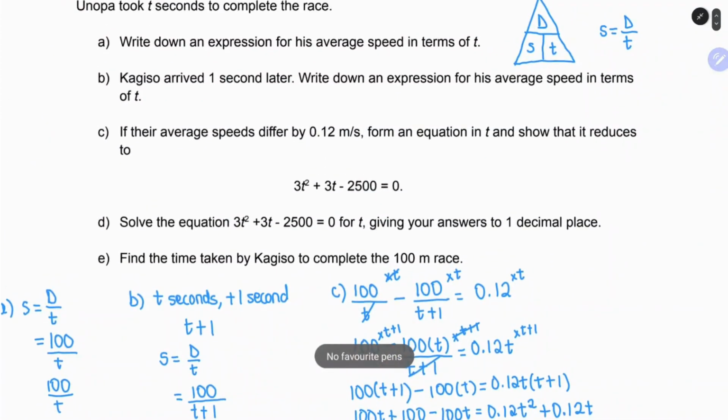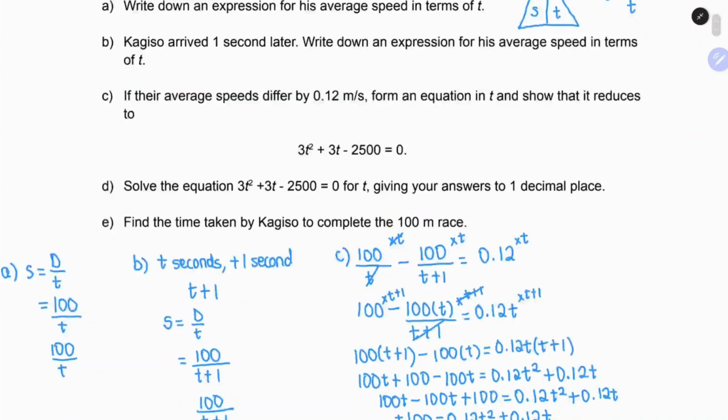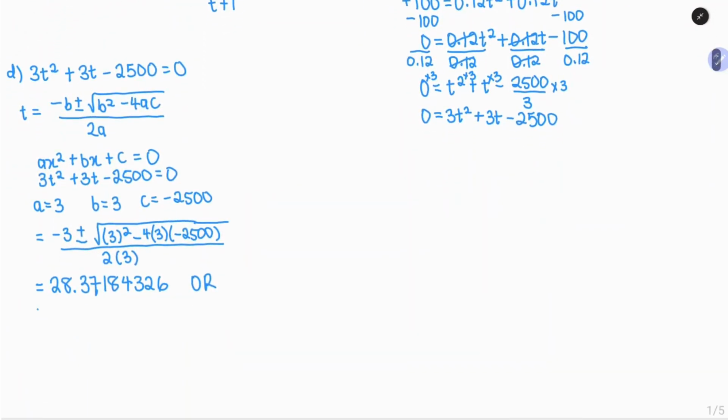It said giving your answers to one decimal place. So if I got this, I'll put it into one decimal place, 28.4, because the 7 would round the 3 up, which gives me one decimal place. So that will basically make it 28.4. And then we indicate that by writing to 1 dp, which basically just stands for to one decimal place.